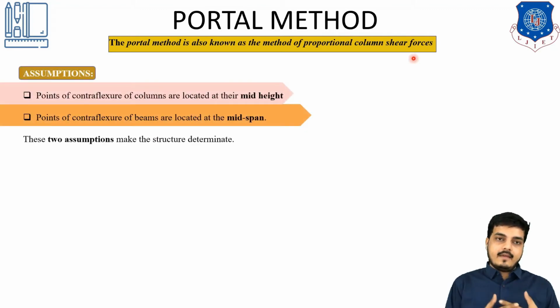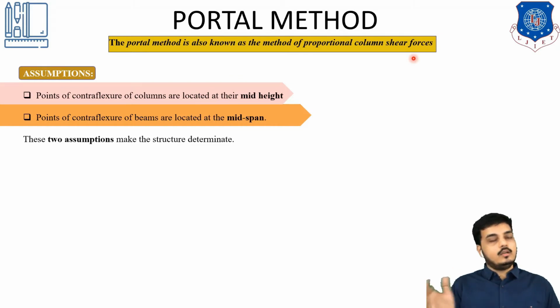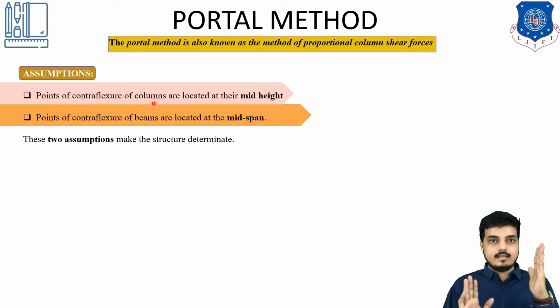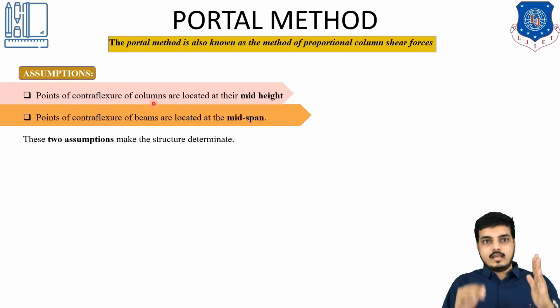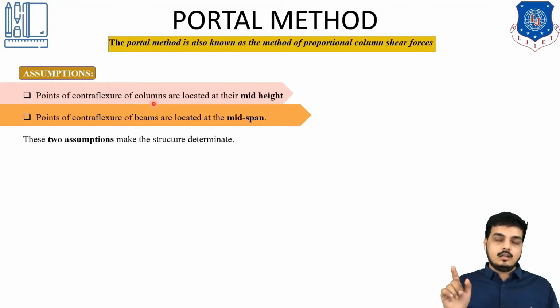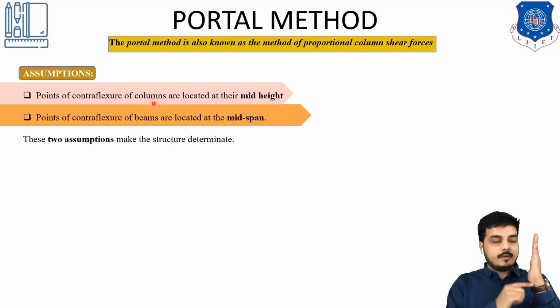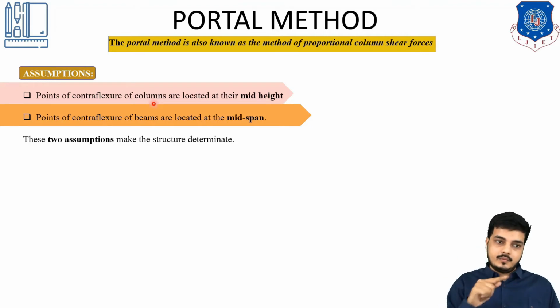As we are using an approximate method, it has its own limitations, or assumptions. So which are they? Let's see. For the Portal method, the point of contraflexure of a column is located at mid height. It is an assumption; I know it is not always possible that contraflexure occurs at mid height only. Here they have assumed that for the particular column, at the mid height, the point of contraflexure occurs, or the moment changes from positive to negative, or negative to positive.